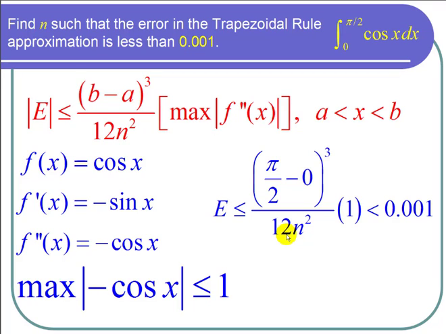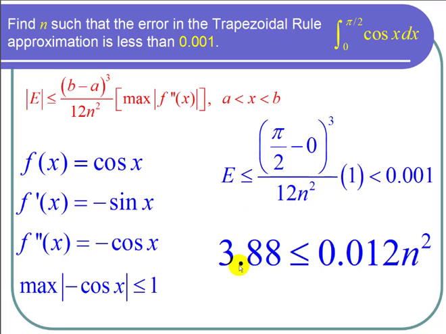So we just now need to solve for n. So let's clean this up a bit. I'm going to multiply left and right by 12n squared. Since n is positive, that doesn't change the inequality sign. I'm also going to take pi over 2 and cube it. And what I got was about 3.88, that's pi over 2 cubed, is less than or equal to 0.012, that's 12 times 0.001, n squared.